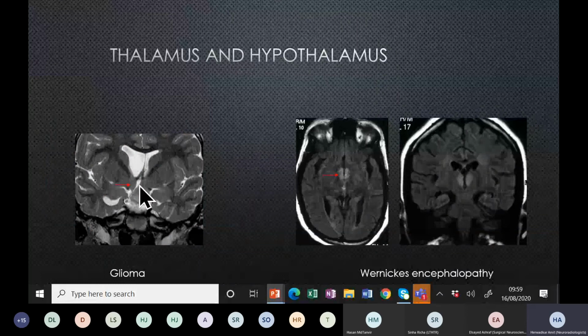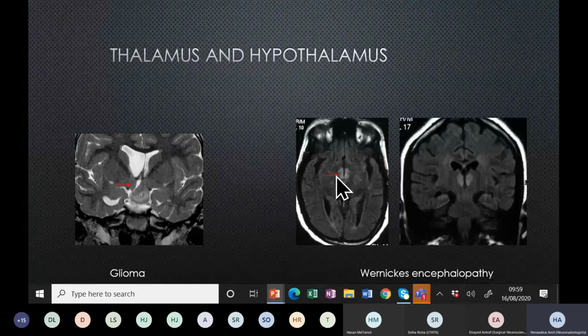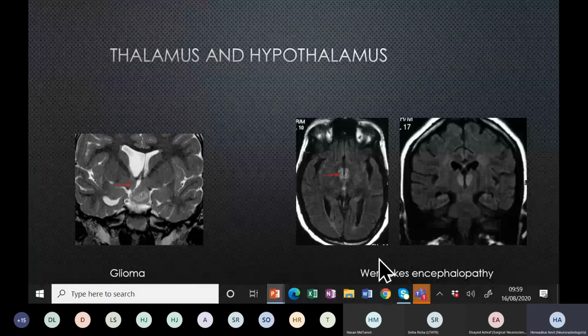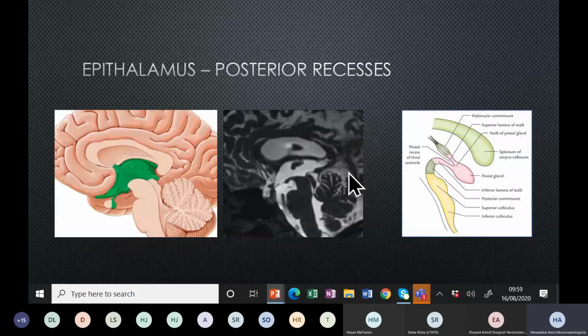We talked about the anatomy of the inferior recesses of the third ventricle. This is just to show you the pathology which can affect the lateral wall of these inferior recesses. This is a patient with Wernicke's encephalopathy, an alcoholic patient with confabulation, and you can see that there is high signal affecting the hypothalamus, which is around about this area on either side of the supraoptic recess of the third ventricle.